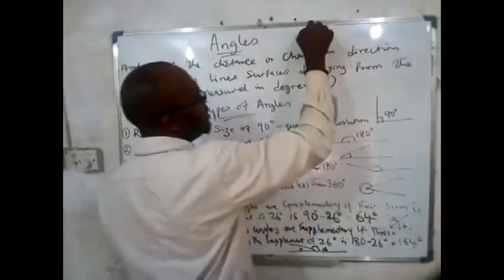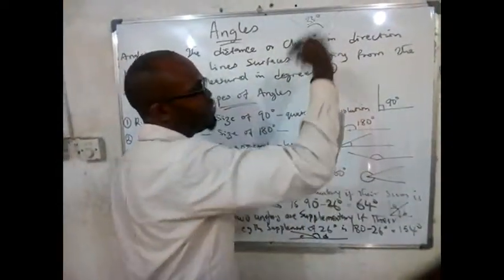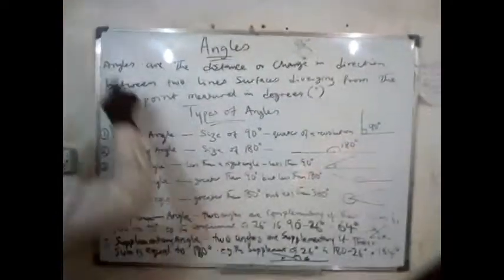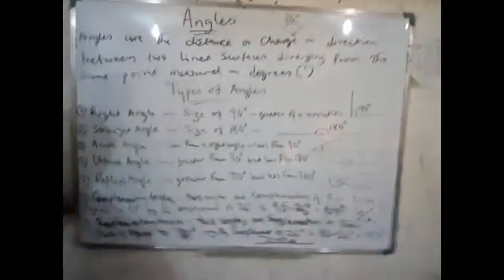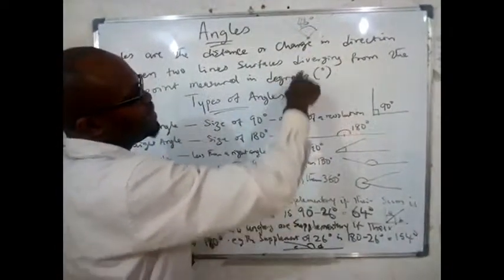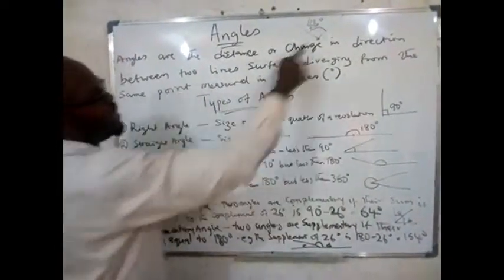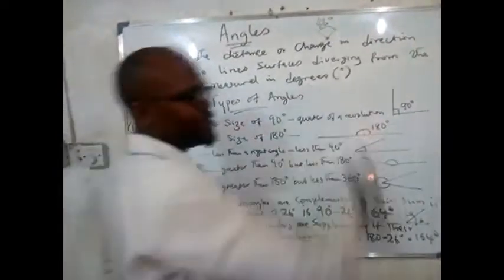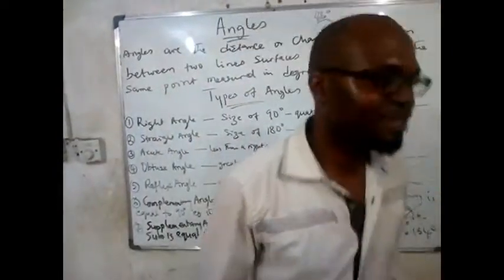Let's say that it is 33 or 46. It's measured in what? Degrees. That's why we say that an angle is the distance between this line and this line. Distance or change in direction between two line surfaces. Can you see the two line surfaces diverging from the same point? They are diverging from the same what? Point. Measured in what? Degrees. Is that clear? That is what an angle is.